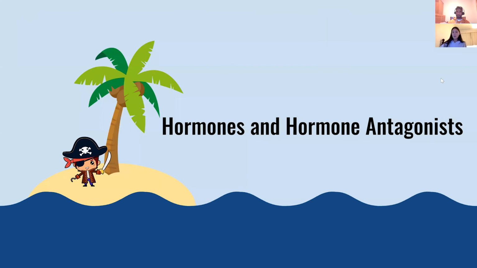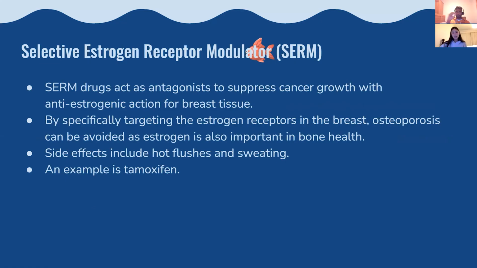Now we're moving on to hormones and hormone antagonists. We've got selective estrogen receptor modulators. These drugs act as antagonists to suppress cancer growth with anti-estrogenic action for breast tissue. By specifically targeting the estrogen receptors in the breast, osteoporosis can be avoided because estrogen is also important in your overall bone health. Side effects include hot flushes and sweating, and one drug example for this is tamoxifen.